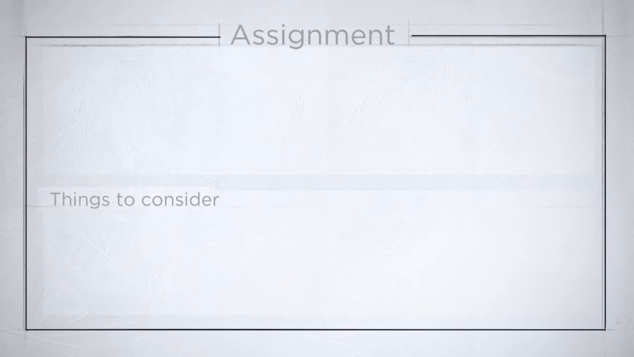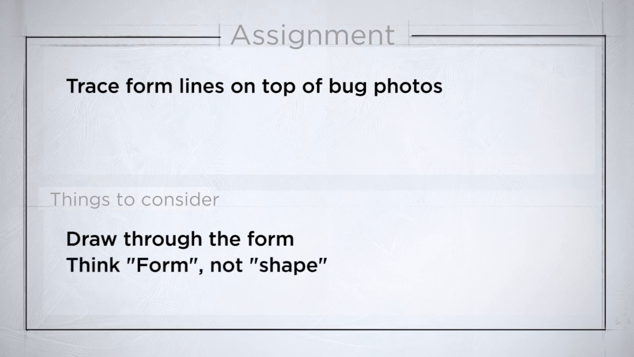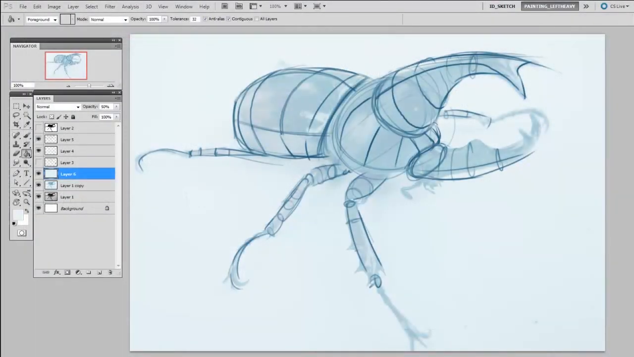So your assignment is going to be to find pictures of bugs and then trace on top of them in this mannequin style. Draw through the form. Think of it three-dimensionally. Put in those construction lines to really show what the form is like. Don't think in terms of shape. Because ultimately, you look at any object and you can just see this. You don't always need to draw it. Then you combine that idea with perspective, and you can draw something like this from your imagination.